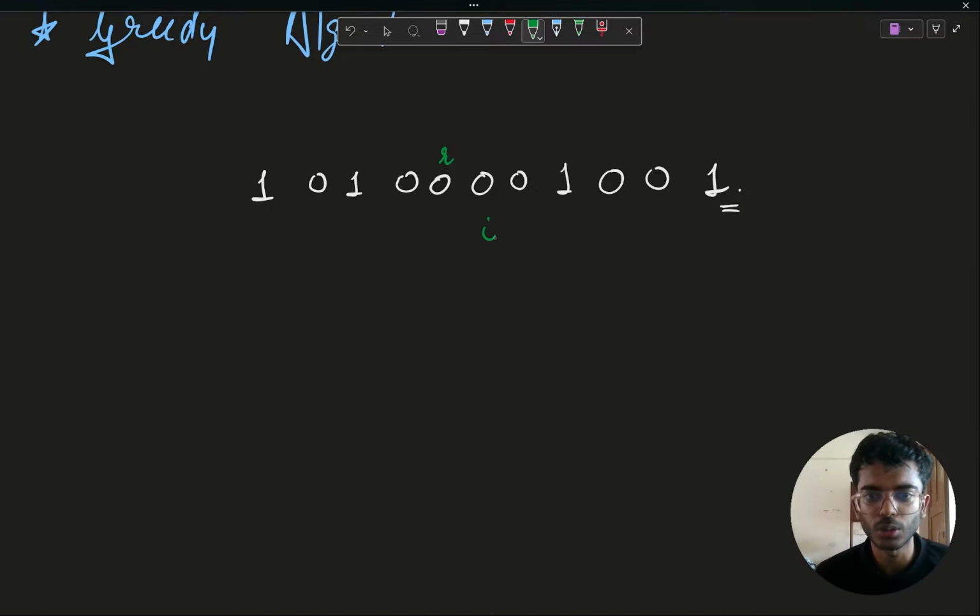Can we do anything better? No. We'll go over here. Can we do anything better? No. We found a 1 over here. So it's better to move this 1 to this index, right? So that all these prefixes remain good, right?